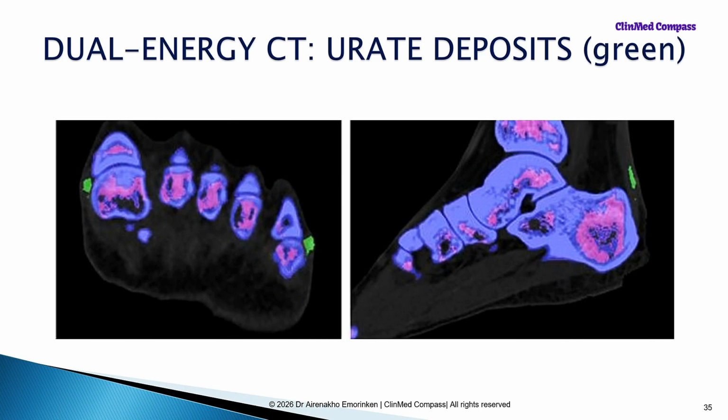This dual energy CT image highlights urate deposits in green. You can see them. These are urate deposits, this one in the Achilles tendon. This technique is especially useful when joint aspiration is not possible or when the diagnosis is uncertain.